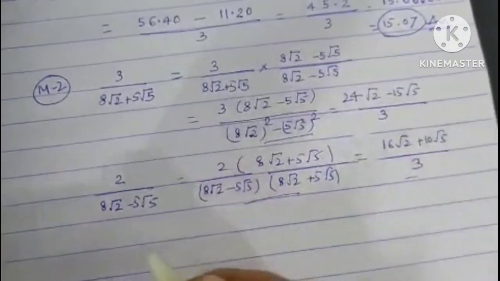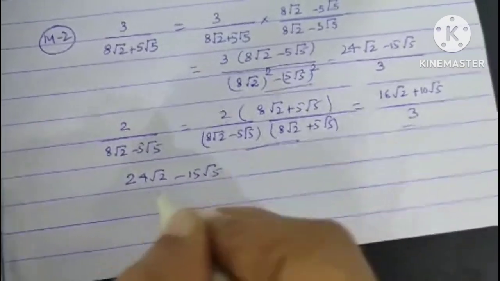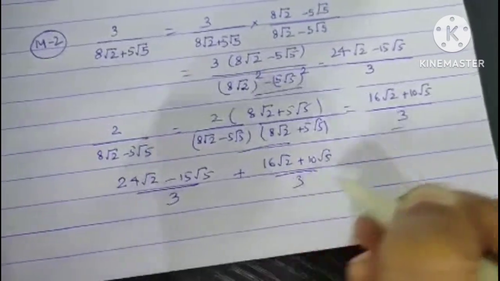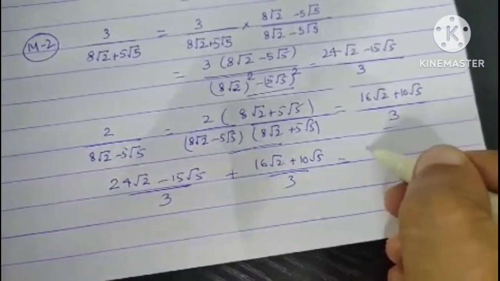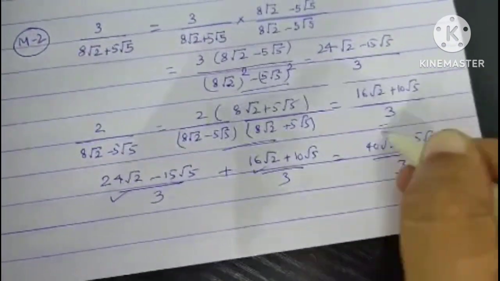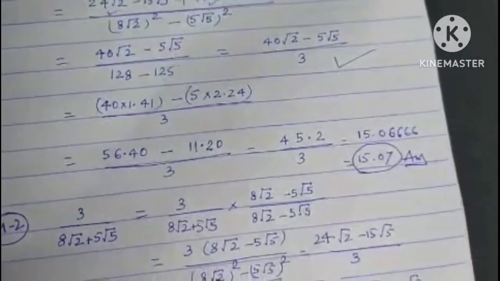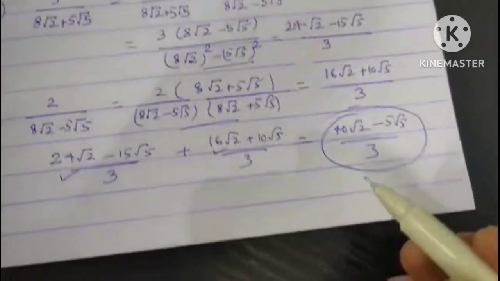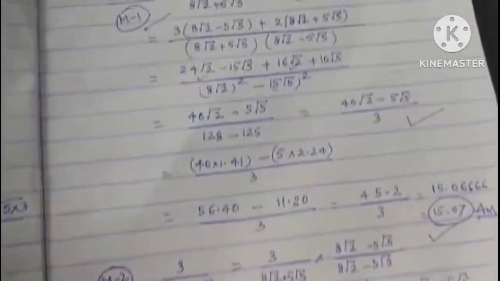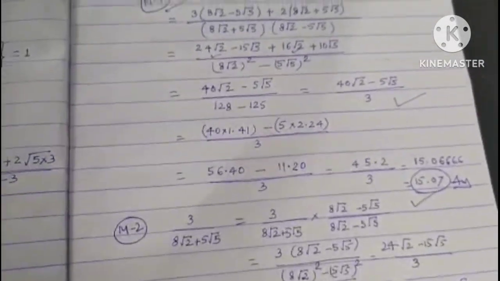And when you add both the parts, it will come out same: 24 root 2 minus 15 root 5 divided by 3 plus 16 root 2 plus 10 root 5 divided by 3, that will be equal to 24 plus 16 is 40 root 2 minus 5 root 5 by 3, same thing will come. So the methods are different, but the answer will come same. Whatever way you like, you do it. Okay, let's move on to the next question.